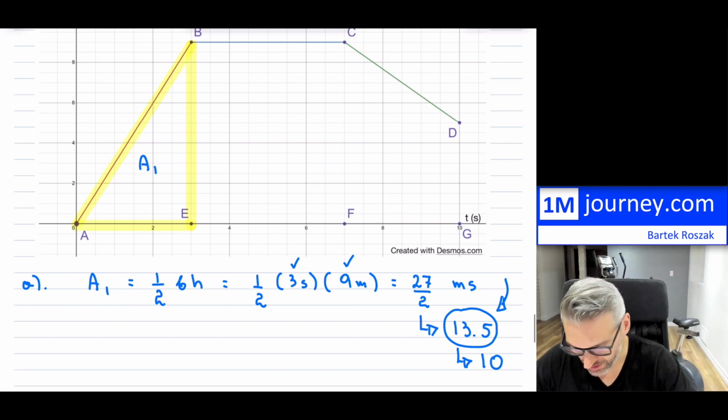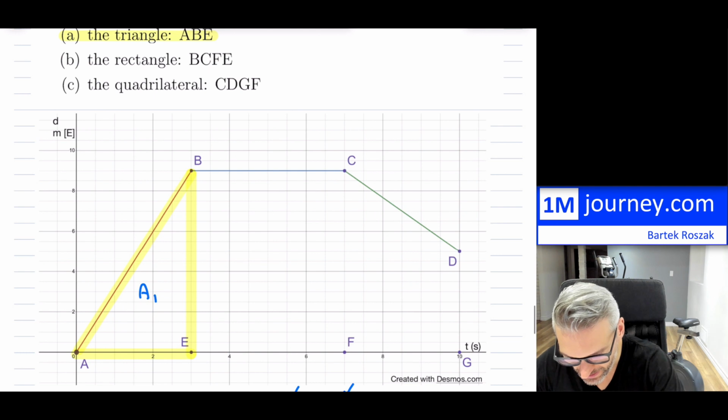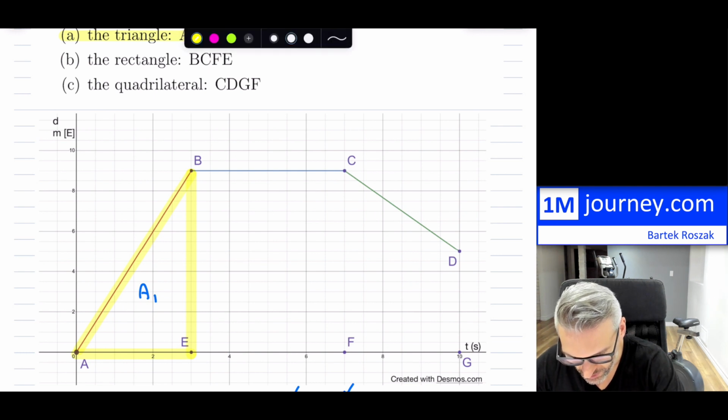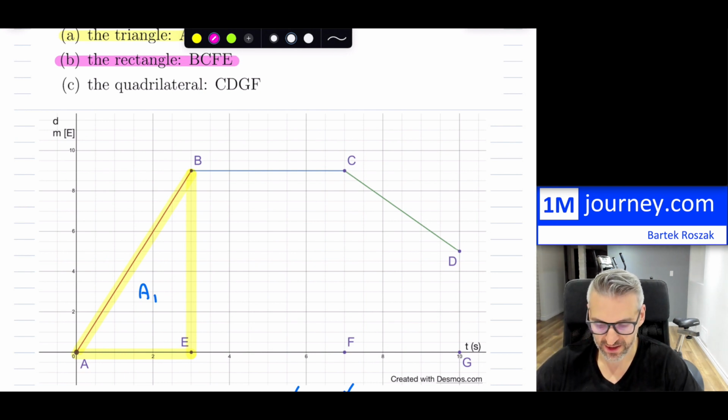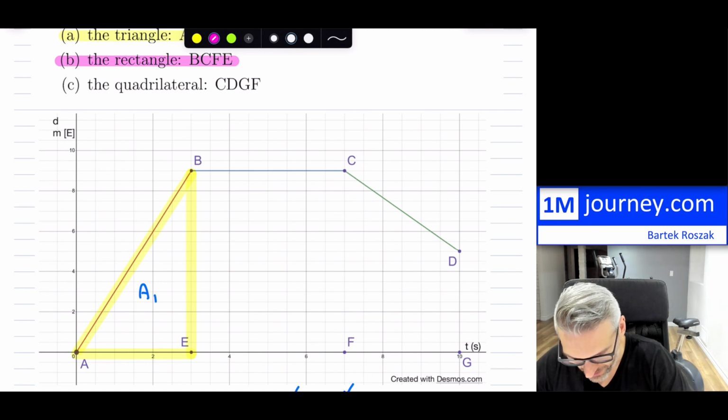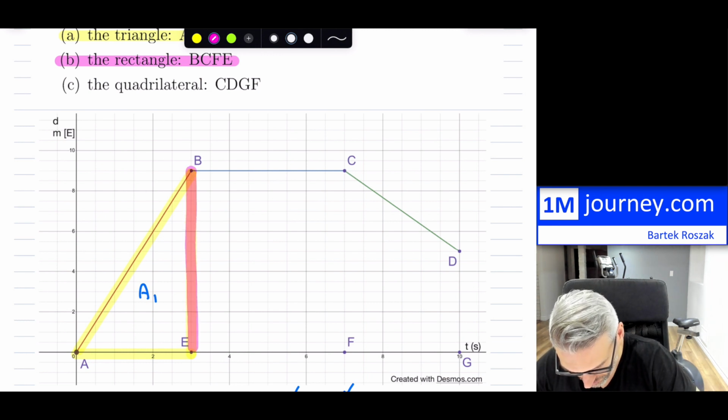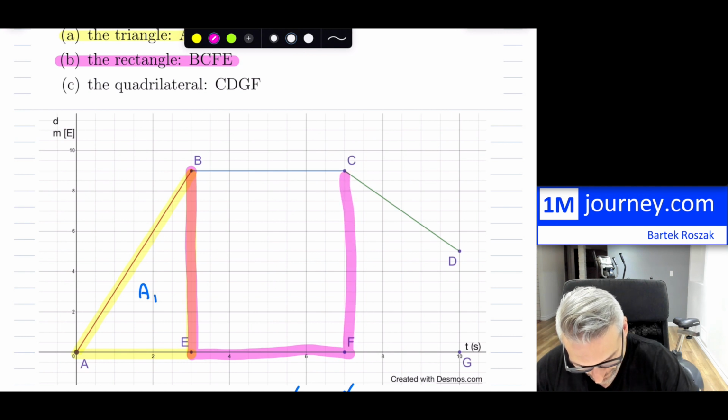All right, so let's now take a look. This is going to be for B. If we dive into the second one, that's this one. Now we want to know what the rectangle is. Notice the rectangle says BCFE. So that's going to be this rectangle right here that we have.